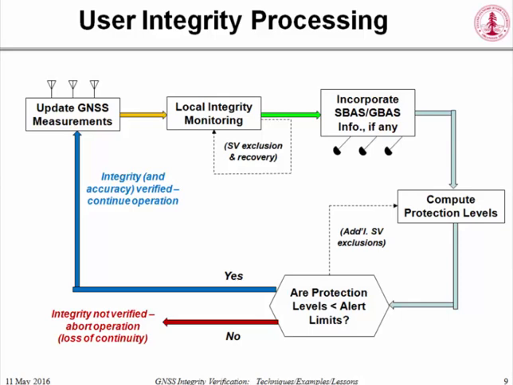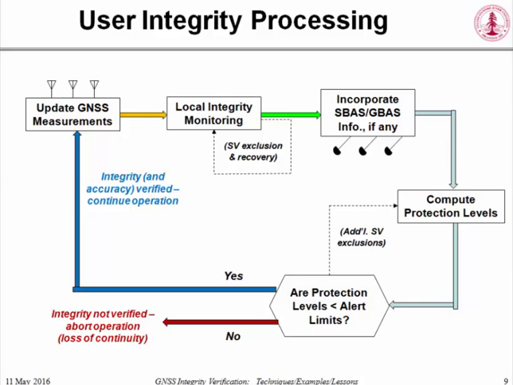If that's not the case, the user has the option of trying to reduce his protection level by additional satellite exclusion. But eventually, if he's not able to meet this constraint, his integrity is not verified and he aborts his operation. So in this case, we've protected integrity at the cost of loss of continuity.